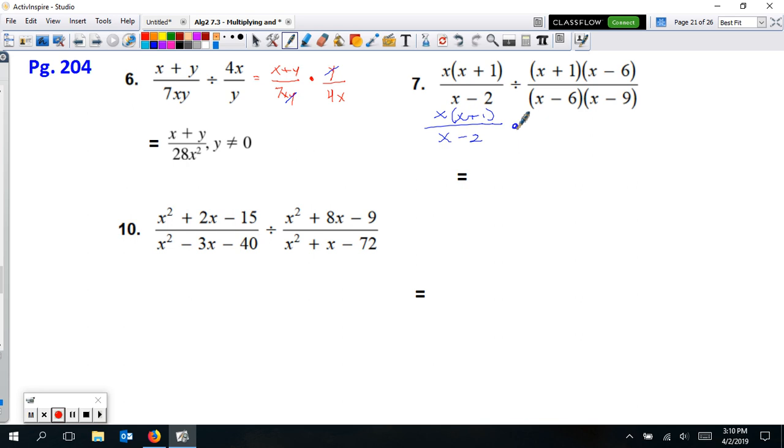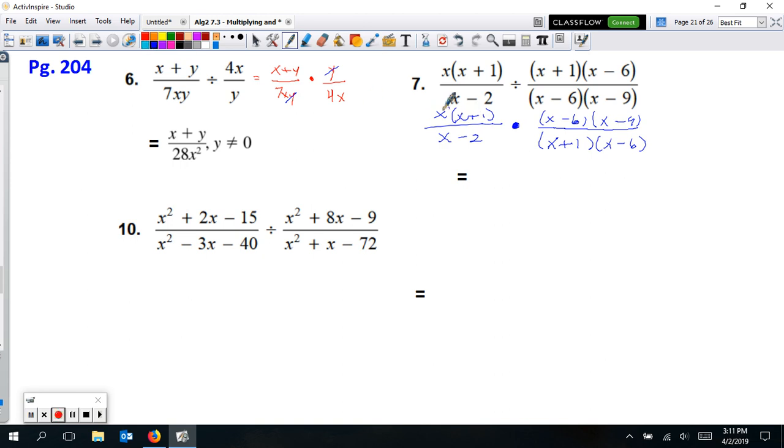But then I'm going to change division to multiply, and I'm going to flip this one. So now the top will be what we have here, the x minus 6 and x minus 9. And then down below, what was our numerator will now become the denominator, x plus 1 and x minus 6. Now I'm ready to cross cancel any matching binomials, or any monomials.